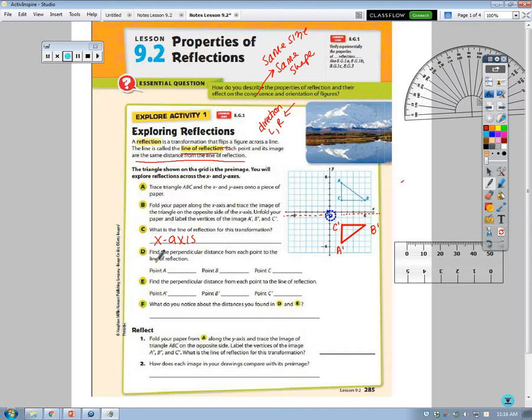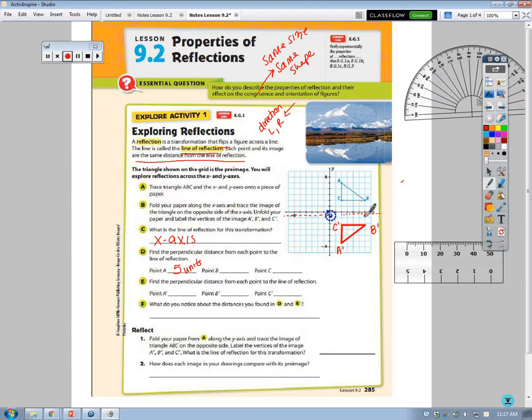All right, find the perpendicular distance from each point to the line of reflection. So that means the distance from our line of reflection to each point. So if the x-axis is my line of reflection, point A is 1, 2, 3, 4, 5 units from my line of reflection. So I want to write units.